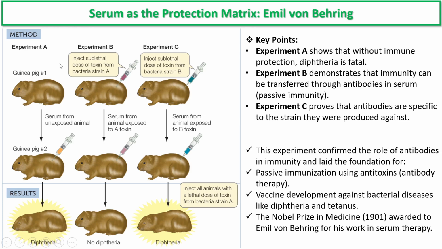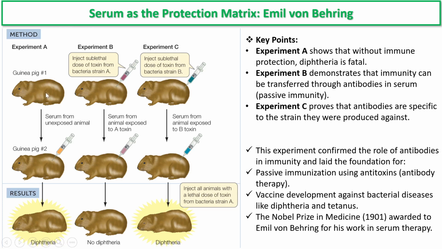So see what is happening here. There was a scientist, Emil von Behring. What he did was take three sets of guinea pigs. This left panel is for experiment A. It is a normal healthy guinea pig. It is guinea pig one. Nothing is given to this. It is not infected. It has not taken any bacterial strain. Nothing is there.